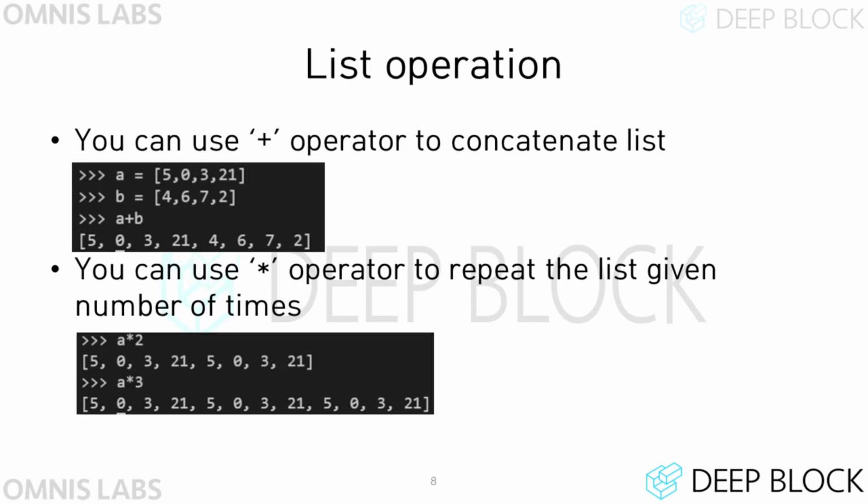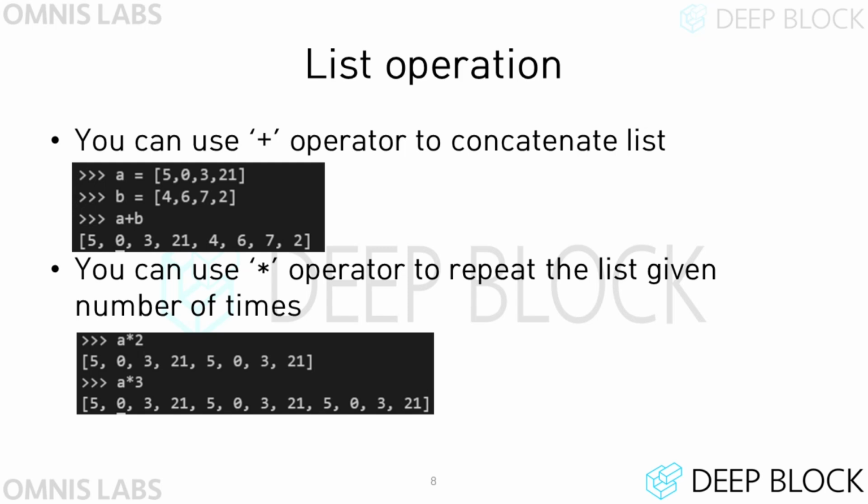You can use the plus operator to concatenate two lists. As shown on the screen, when there are two lists A and B, if you want to create a new list by appending the elements of B to the list A, you can concatenate the two lists through the expression A plus B.